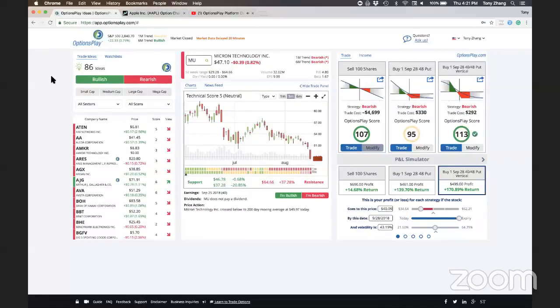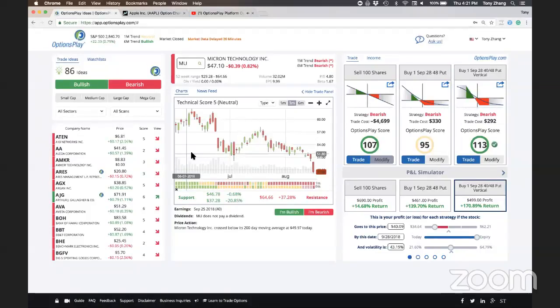So our platform itself is divided into 3 sections. Let me make my screen a little bigger here. It's divided into 3 sections. We have trade ideas and watch list here on the left-hand side of your screen. In the middle is our security analysis panel, giving you snapshot data of the underlying stock or ETF. And lastly, on the right-hand side, we have trading and income.